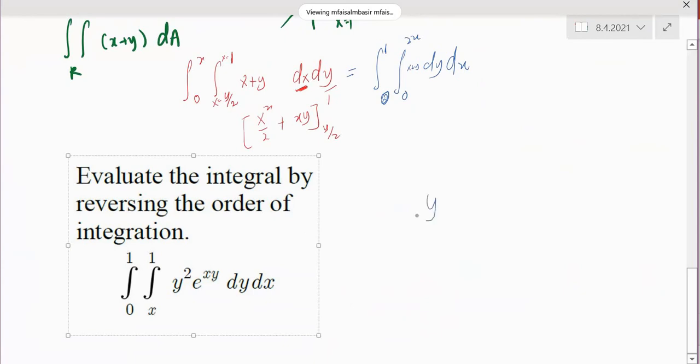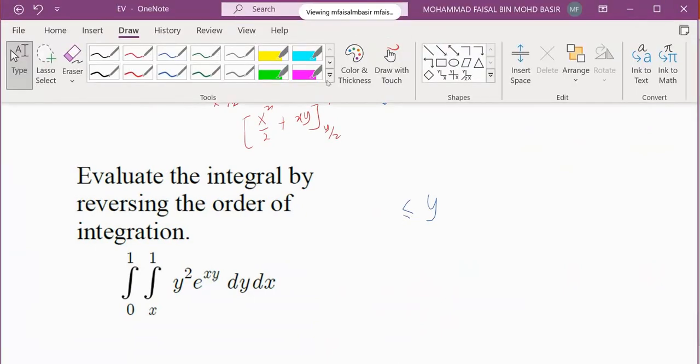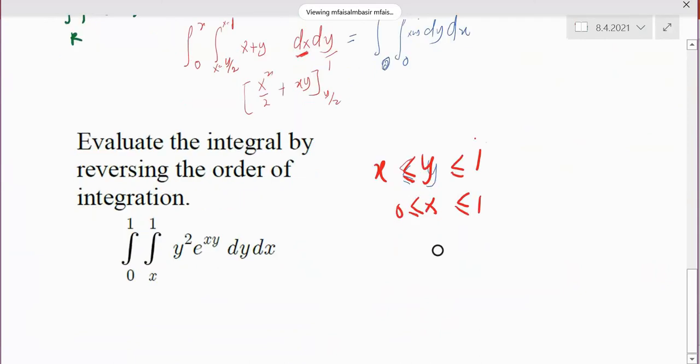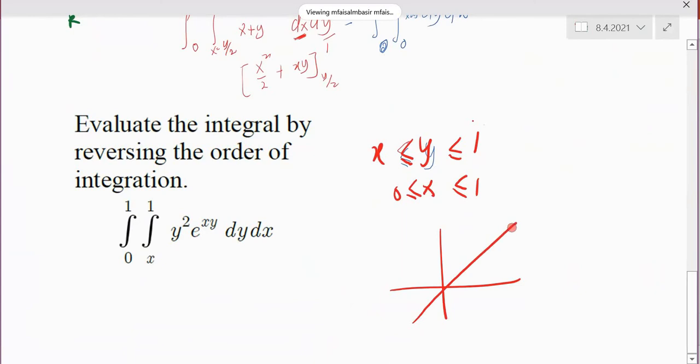So see here, y is from x as the lower limit and this is the higher limit. X is from 0 to 1, which means you have y equals to x, then you have y equals to 1, and then x equals to 0 here. X equals to 1. So when x equals 1, y equals 1, this is here. So which one? Y equals to 1. Y equals to x. X equals to 0. X equals to 1. So which is here. Yeah. Done.